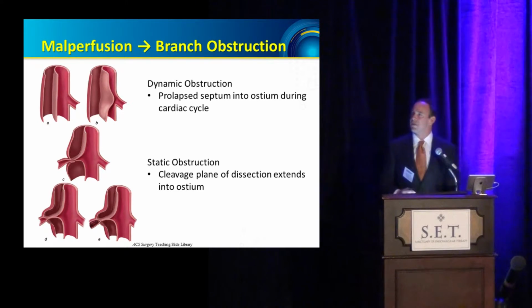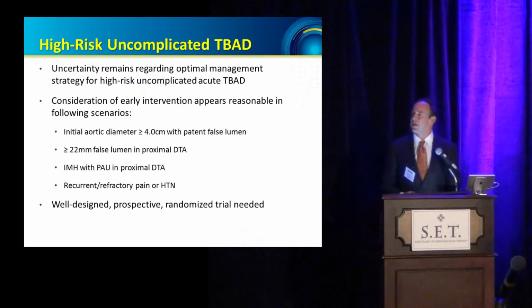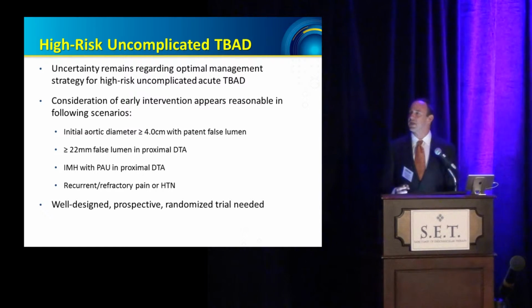If you take a look at the uncomplicated type B dissection, there are some patients who are at a little bit higher risk of aortic-related events long-term. If you take a look at the data, these are really the ones that portend maybe you should treat them a little bit earlier. So if they come in and they have an initial aortic diameter greater than 4 centimeters, a false lumen greater than 22 millimeters, IMH with a PAU portends a worse outcome, and then recurrent or refractory pain or hypertension.